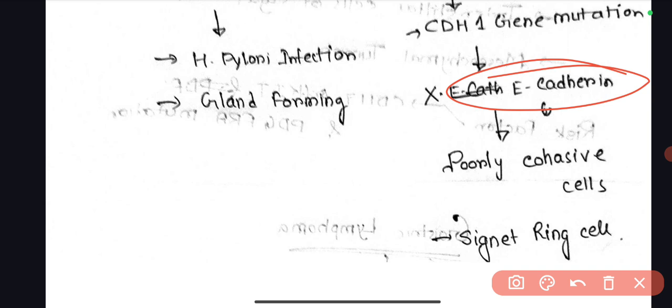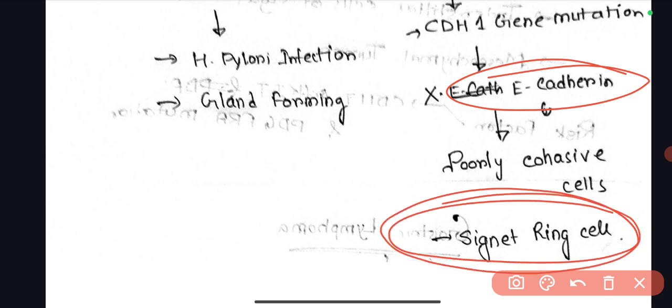And these are mucin forming cells. There is too much mucin, and due to accumulation of intracellular mucin, we can see signet ring cells in this diffuse adenocarcinoma.